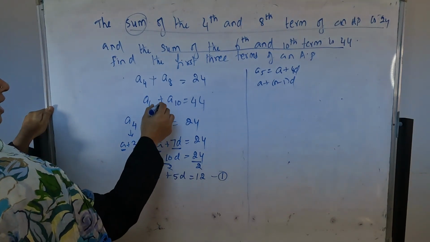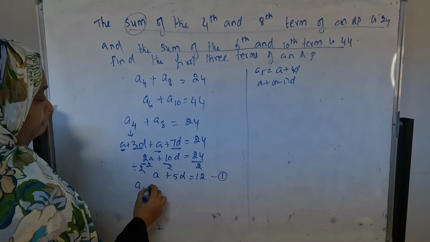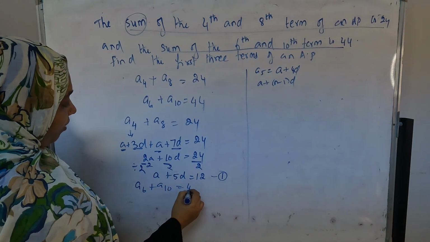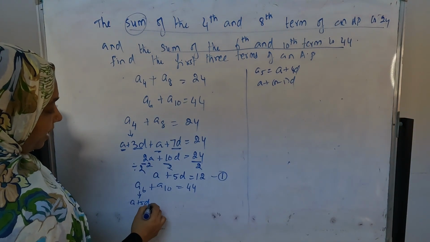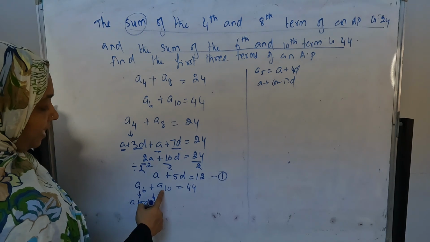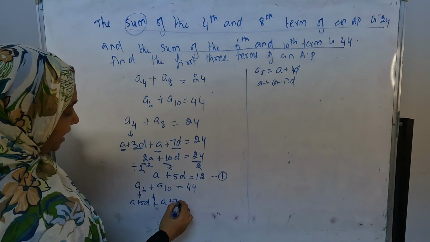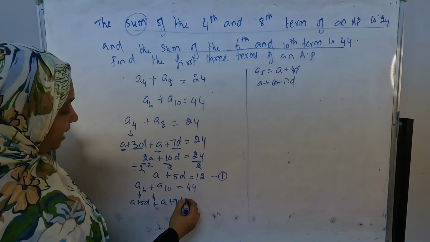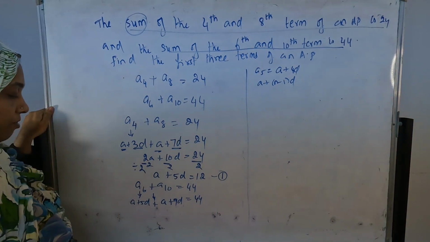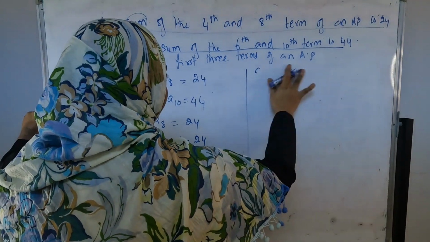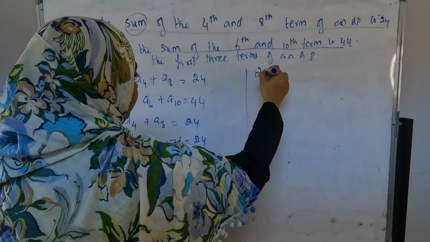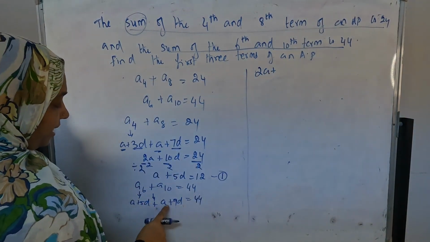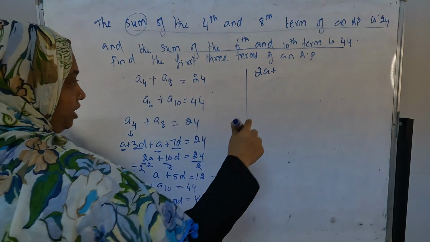Then we come to this one, A6 plus A10, which is equal to 44. Expand A6: a plus 5d. This plus symbol you write as it is, and A10 is a plus 9d, because 10 is there, so 9d, equal to 44. Now you solve this one. How many a's are there? 2a plus how many d's? 9d and 5d, it is 14d. That means like terms only you add up.